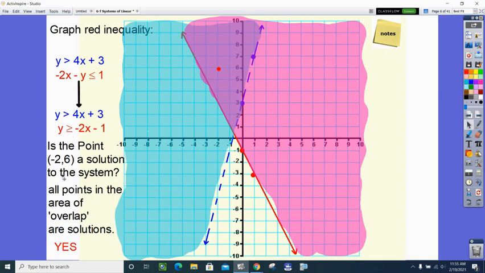Now, the other way you could have checked to see if it was a solution is to put the -2 in for x and the 6 in for y and check both inequalities. You'd have to do it in the blue and the red. That would be called checking it algebraically. Checking it geometrically, by graphing, would be to look at the graph like we did at first. Either way, the answer should be yes.